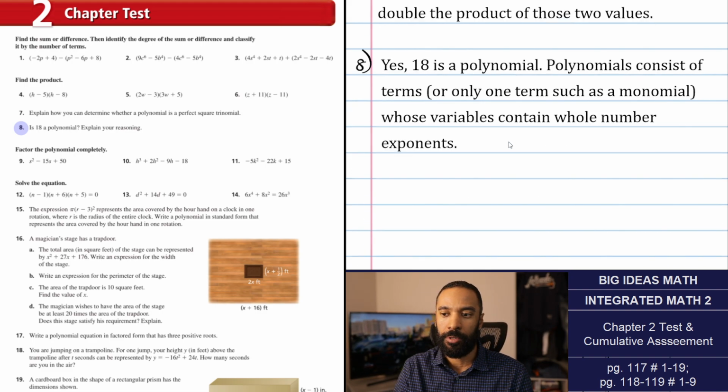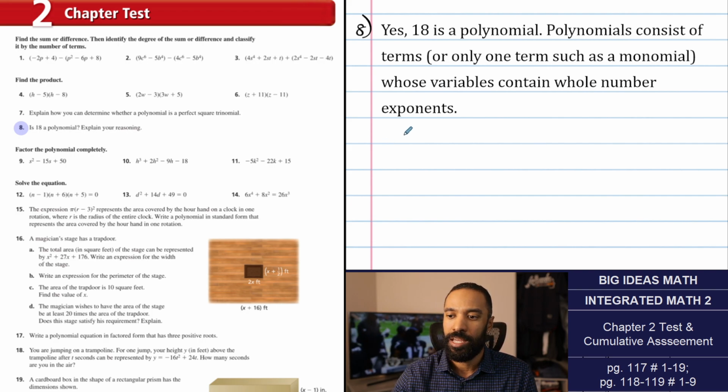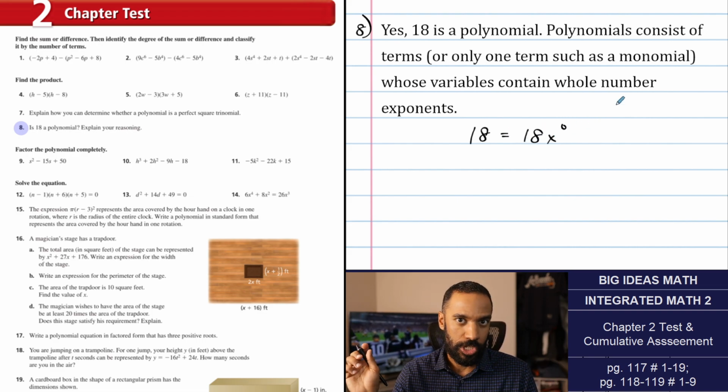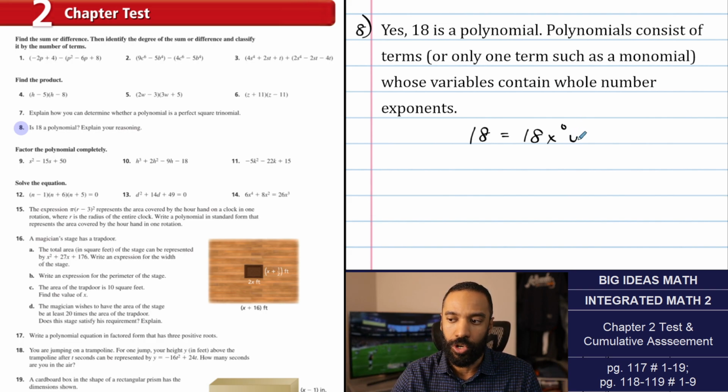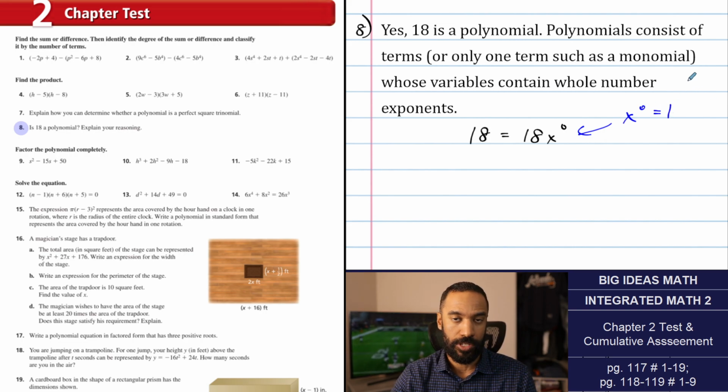If they mention whole numbers, that's great, because I'm going to go ahead and bring about what that is. So 18 could also be written as 18x to the 0 power. And I bring up x just as a generic variable. I can throw in y to the 0 power and z to the 0 power as well. But here are the points I want to make with regard to that. x to the 0 power is 1, and 18 times 1 is 18.